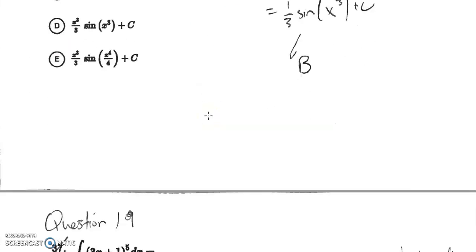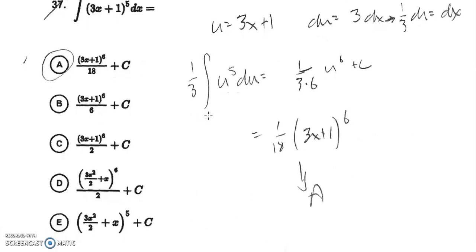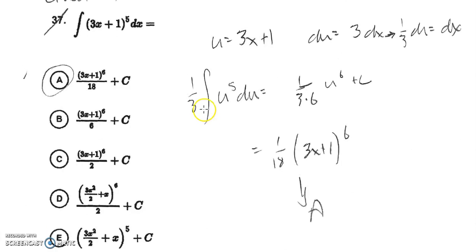Comes the answer. I got A. U is the interior, 3x plus 1. Du is 3dx. Notice I got an invisible 1 there, so I'm going to divide by 3. 1/3 du is dx. So I get 1/3 u to the 5th du.